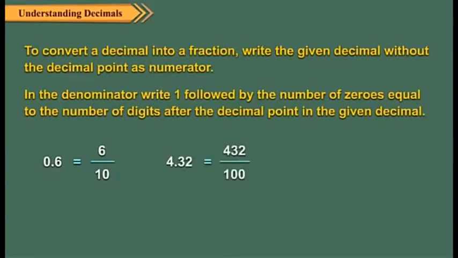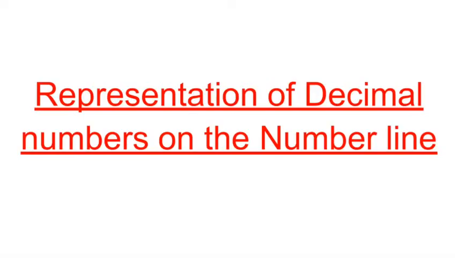For 4.32, the numerator is 432. 4.32 has 2 digits after the decimal point. So, we write 100 as the denominator. Thus, 4.32 is equal to 432 by 100. For 16.357, the numerator is 16,357. 16.357 has 3 digits after the decimal point. So, we write 1000 as the denominator. Thus, 16.357 is equal to 16,357 by 1000.